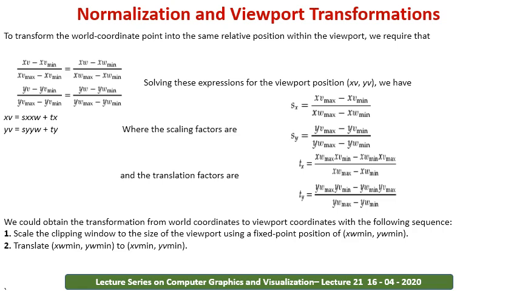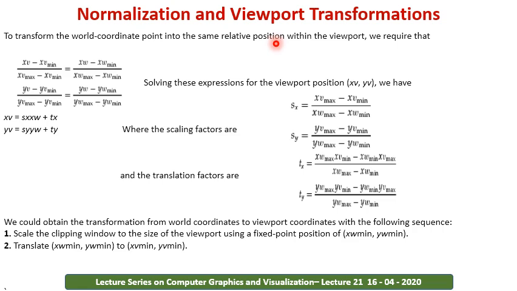So this can be done by using normalization and viewport transformation matrices. To transform those world coordinates, what we discussed in the previous slide is how to transform a world coordinate to a viewing coordinate, then normalize it to some relative position. Whatever the viewing coordinate position will be, it should map to the same relative position in the viewport also. Then only will we get the exact object onto the screen. Otherwise it is not possible.